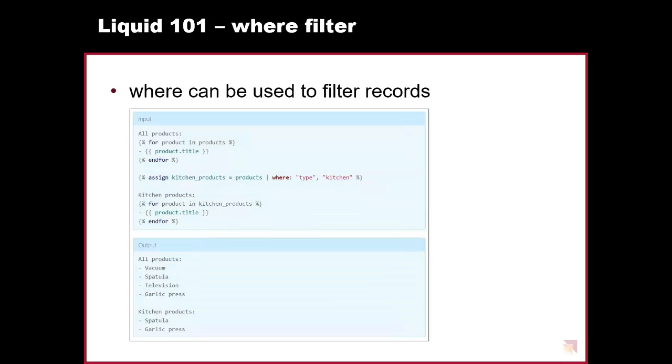Now, here's an example of using Liquid to actually create data on a web page. What we could do is say all products, and there's going to be a collection, and as I go through each product I can take the title, and then I'll use the where filter to filter my records, and I see a smaller set.